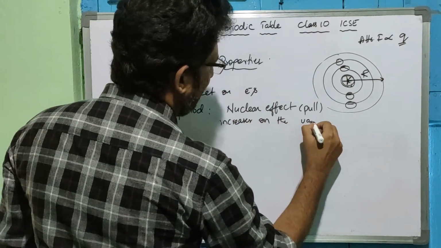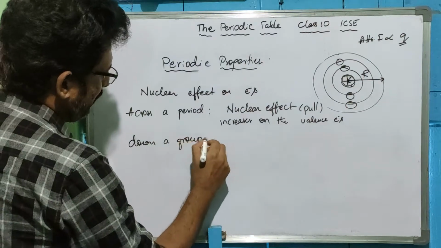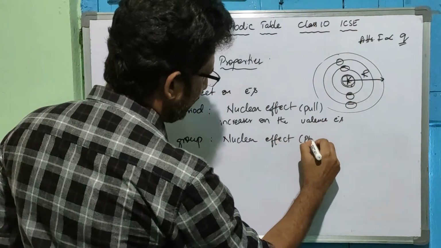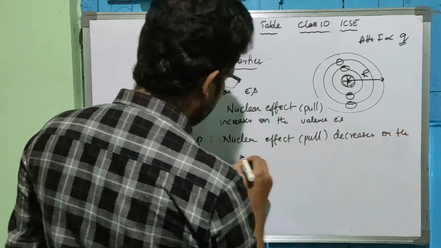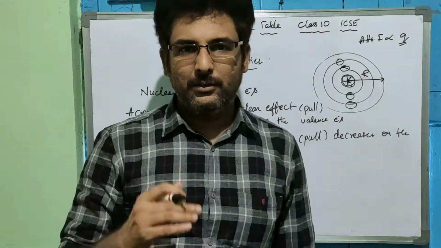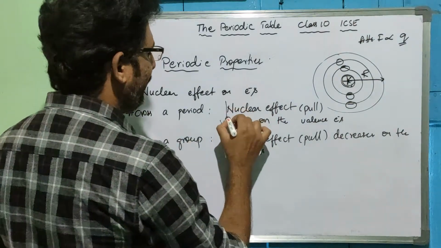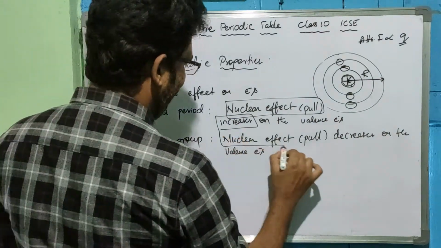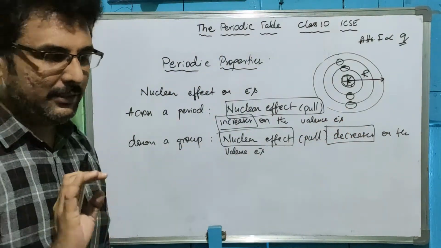on the valence electrons. And down a group, the nuclear effect, or you can write nuclear pull, decreases on the valence electrons. So this is the important point you have to remember. In case of the remaining periodic properties also, across a period the nuclear effect or the nuclear pull will be increasing, whereas down a group the nuclear effect will be decreasing. These two are very important for the next periodic properties also.